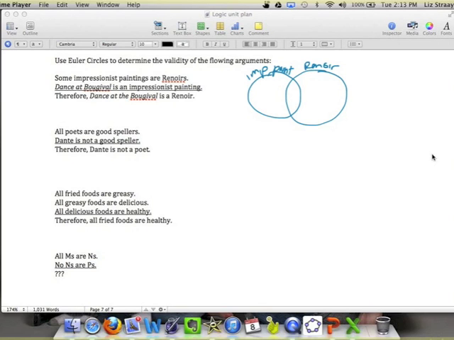We know it's Impressionist. Do we then know it has to be Renoir? It could be, but it doesn't have to be, right? It just has to be inside of that Impressionist circle, but we don't know which part of the Impressionist circle it's inside of. So that means this conclusion is invalid, because it didn't have to end up inside of the Renoir circle. It could, but it doesn't have to.